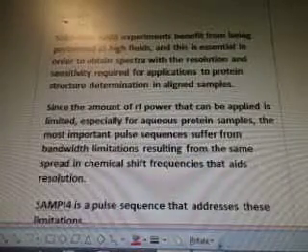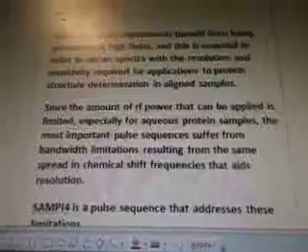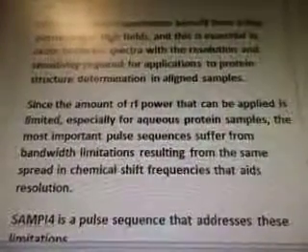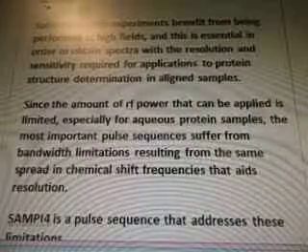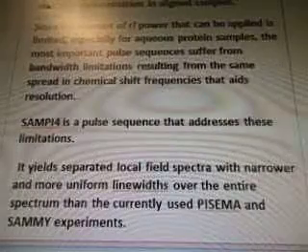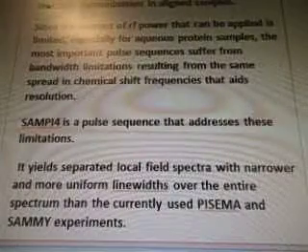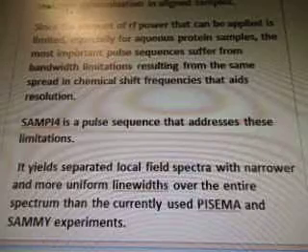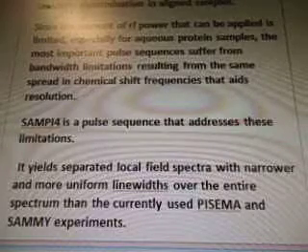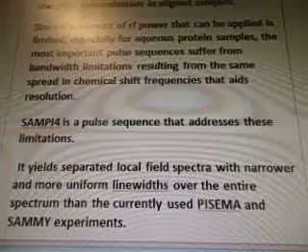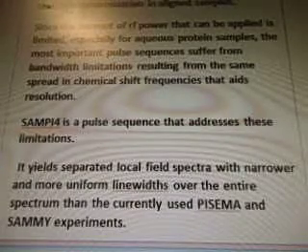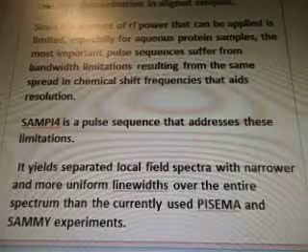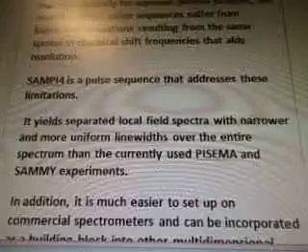Since the amount of RF power that can be applied is limited, especially for aqueous protein samples, the most important pulse sequences suffer from bandwidth limitations resulting from the same spread in chemical shift frequencies that aids resolution. SAMP14 or SAMP4. Oh, SAMP. I think it looks like an I or an L. I don't know. SAMP and then I or L4 is a small sequence that addresses these limitations.